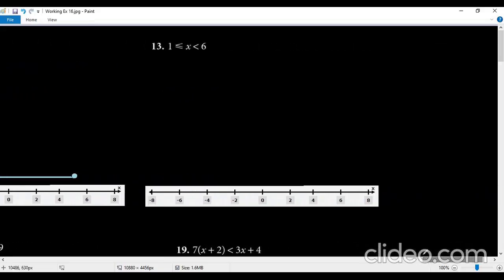When it comes to question number 13, it says 1 less than or equal to x and x less than 6. So in here, 1 is going to be your filled circle. 1 is over here, and plus 6 is over here. So in here, this is going to be empty, and this is going to be a solid one. Once connecting these two, you get full marks.